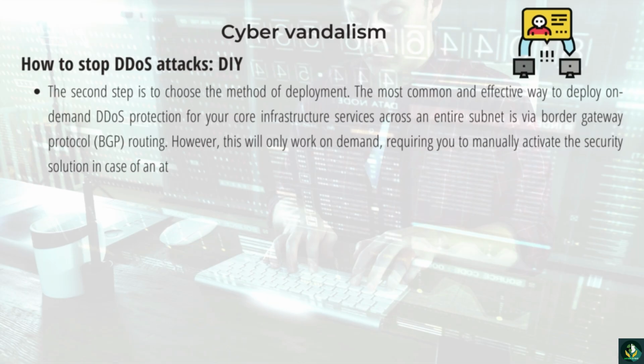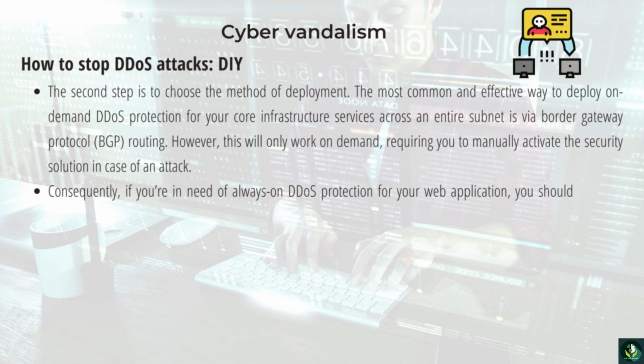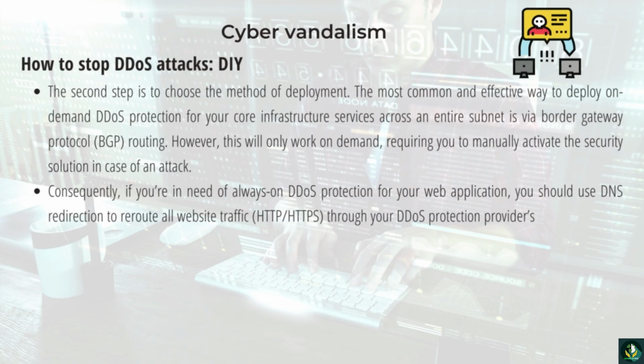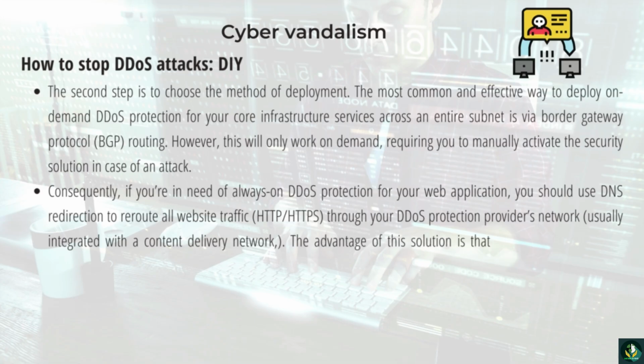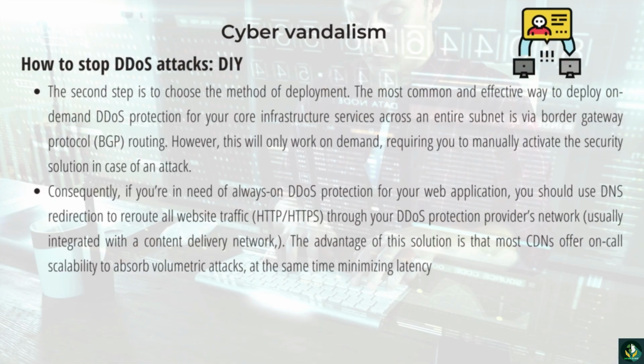Consequently, if you're in need of always-on DDoS protection for your web application, you should use DNS redirection to reroute all website traffic, HTTP and HTTPS, through your DDoS protection provider's network, usually integrated with a content delivery network. The advantage of this solution is that most CDNs offer on-call scalability to absorb volumetric attacks, at the same time minimizing latency and accelerating content delivery.